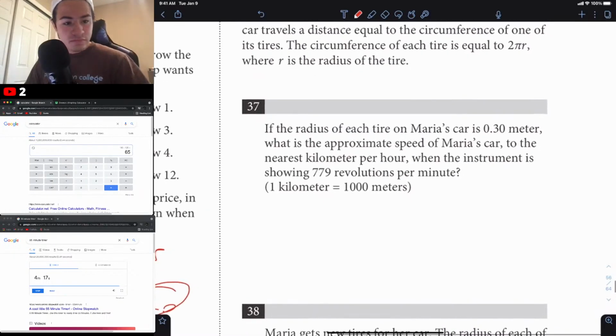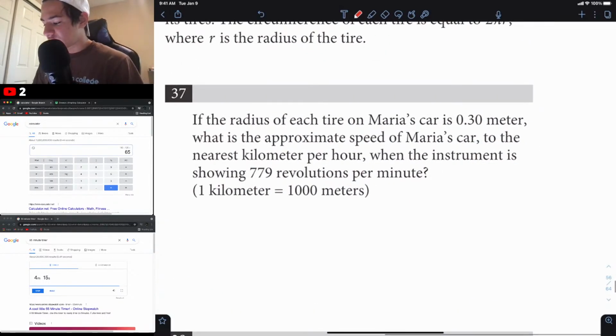Okay. If the radius of each tire on Maria's car is 0.3 meters, what is the approximate speed of Maria's car to the nearest kilometer per hour when the instrument is showing 779 revolutions per minute? Well, 1 kilometer is 1,000 meters. That doesn't help. Well, it kind of does.